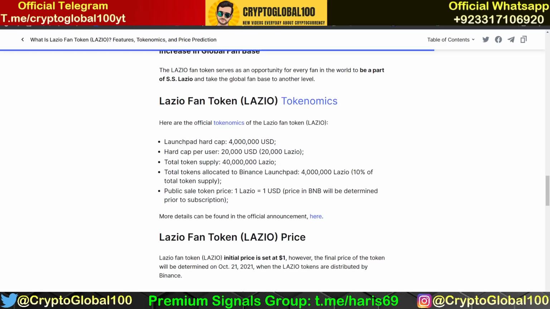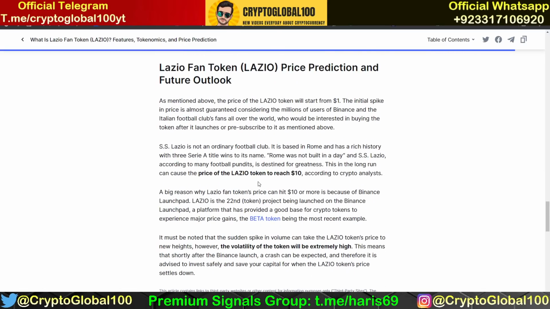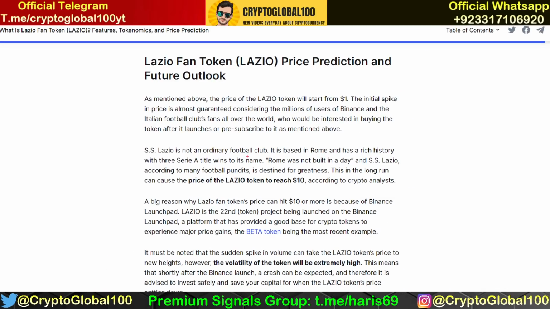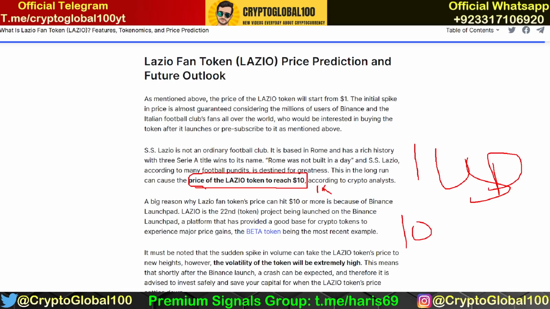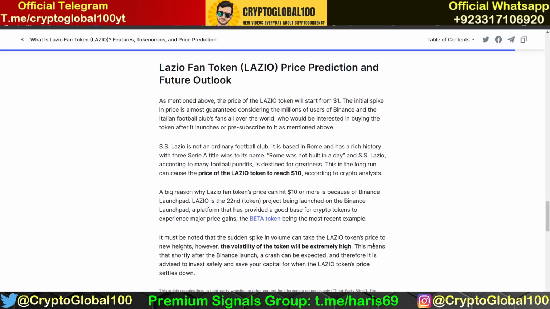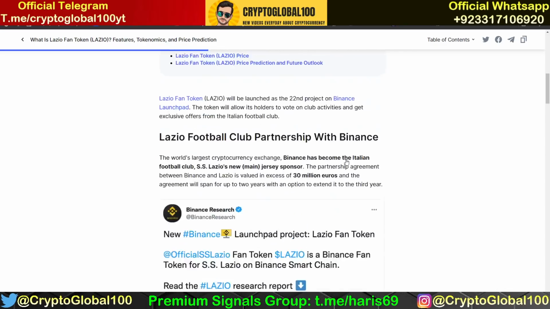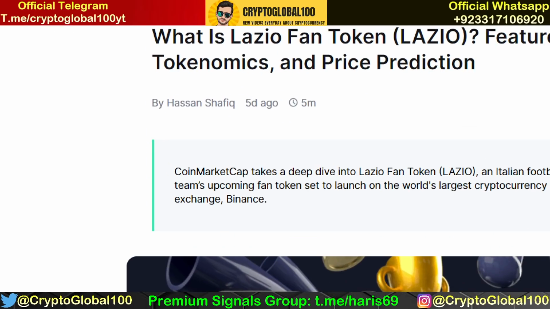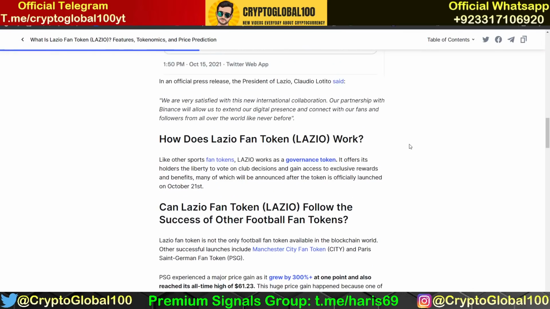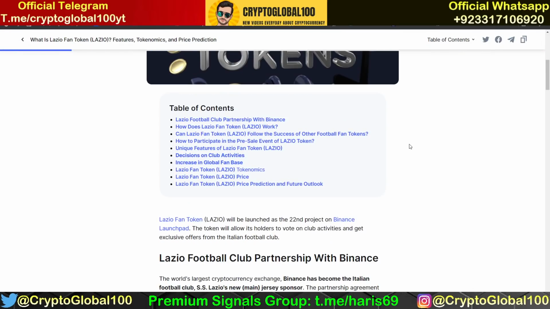And for the price prediction, I was reading an article, and they said that the price is going to at least reach the $10 mark. That is a 10x, because right now the price is 1 USDT at the pre-sale. So it says the price can go to $10. My prediction is $5, and let's hope this coin is going to rock. This is an article wonderfully written by Hassan Shafiq on CoinMarketCap, so you can check out that article. So that is the current scenario.